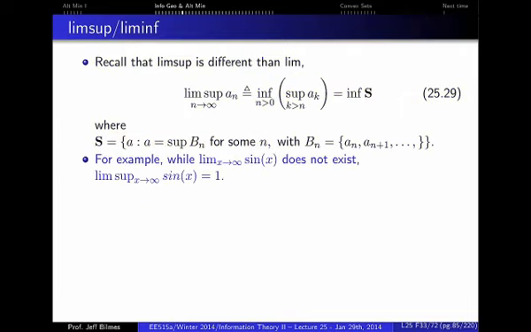Here's an example. So while the sine function, if we take the limit as x goes to infinity of sine of x, that doesn't exist. But the lim sup of sine does exist, right? Because no matter how big x gets, the supremum of all of those values in the future is going to be 1. And then we take the infimum of that, and that's going to be 1. The infimum of a bunch of 1s is going to be 1. So sine doesn't have a limit, but it does have a lim sup.